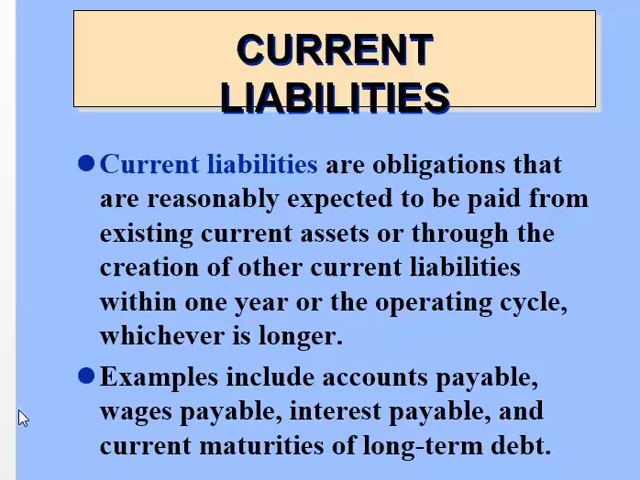Then if we move to liabilities, we have current liabilities. Those are expected to be paid within the current year. Examples of those would be accounts payable, wages payable, interest payable, and any current portion, current maturities of long-term debt. So any portion of long-term debt that's going to be due within the current year would fall under this category.